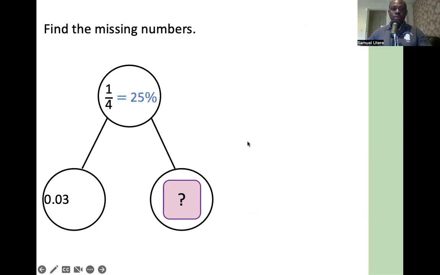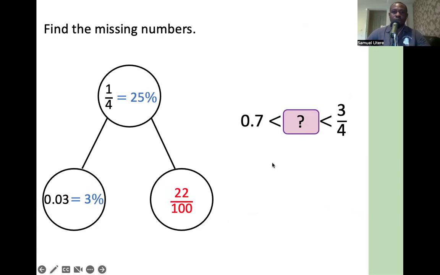So we know a quarter is 0.25 or is 25%. That is 3% or 3 hundredths. Now, if we know that's 3%, we can simply do 25 minus 3 to give us the value here. So remember, this is called the part-whole model. And we can write it as 22 hundredths, and we can even write it as a decimal if we want to. What about this one?